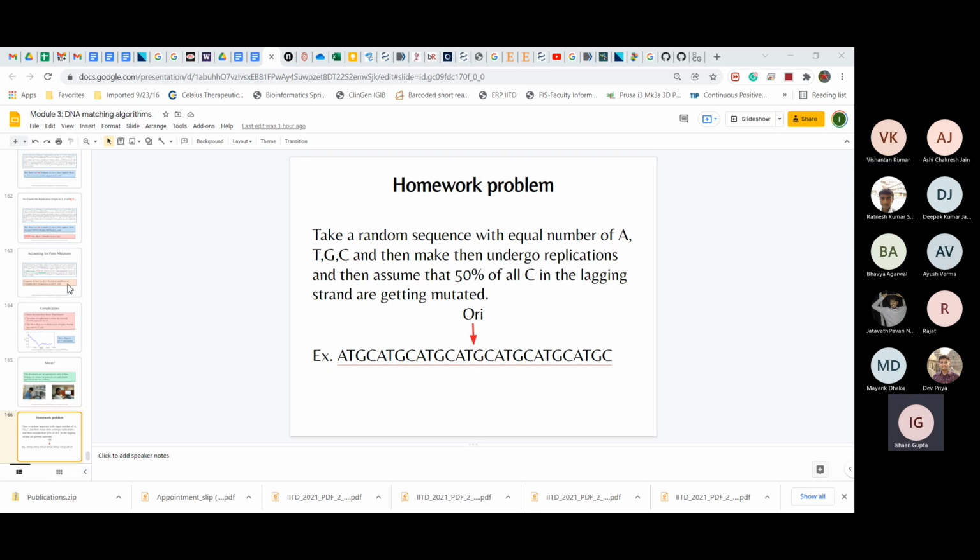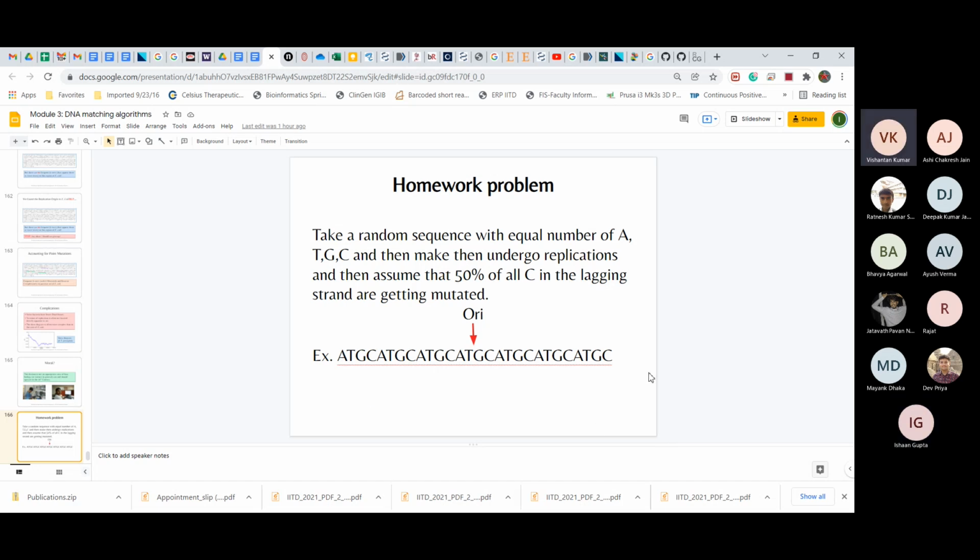If you do the homework problem that I've given here, this is not assuming any circularity. It is just based on where the ORI is lying. The location of the ORI itself is determining how the GC content is distributed across the genome, not the fact that these things are circular or not.